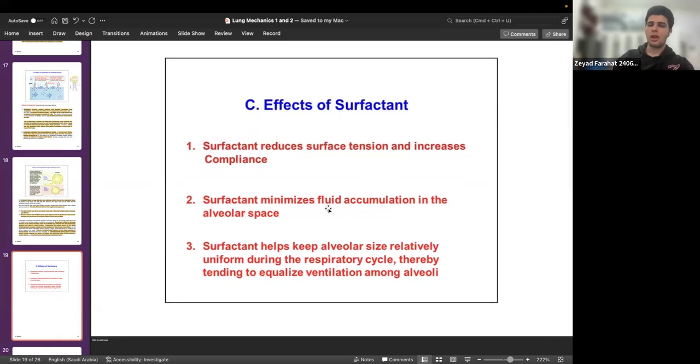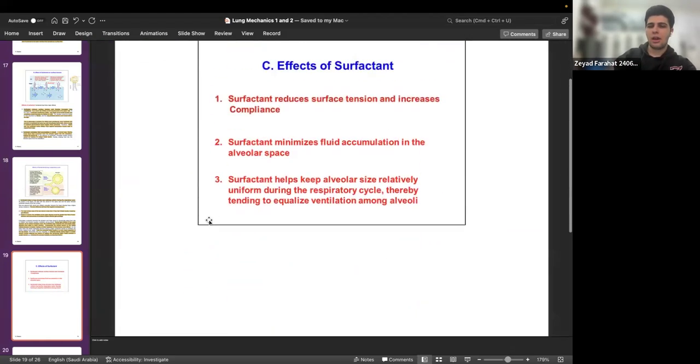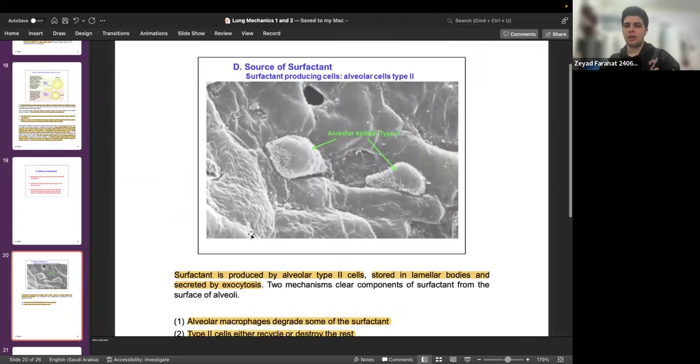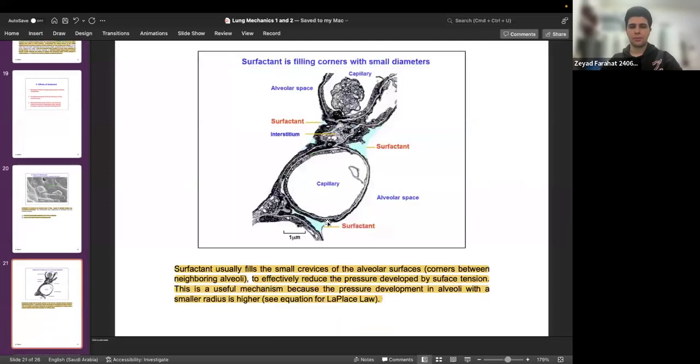And then fluid accumulation. This is really a secondary point, but it happens because if you have a surfactant, the fluid is taken up by the surfactant and there is no accumulation of the fluid. And then alveolar size is relatively uniform, which is better for ventilation. You'll take that in the ventilation lectures later on. Source of the surfactants: they're alveolar type 2 epithelial cells, and they get recycled and degraded by the type 2 epithelial cells or by the macrophages.